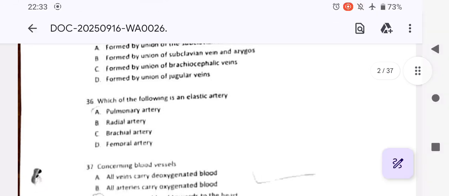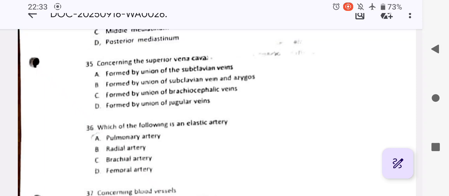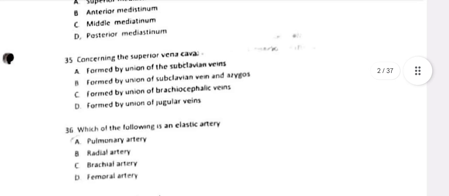Then question 35 is saying that, concerning the superior vena cava, it's asking us to identify which option is correct. A, it is formed by union of the subclavian veins. The superior vena cava is a vein, right? It's the vein that is collecting deoxygenated blood from the upper parts of the body, the blood that is above the heart.